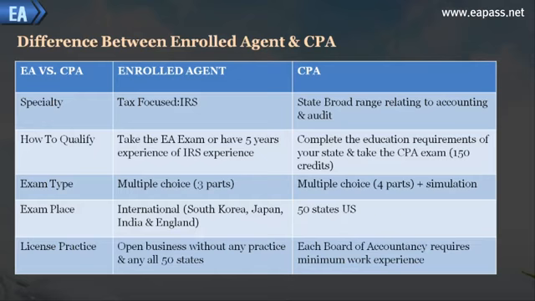Who would be qualifying for this enrolled agent, which I mentioned before? It's anybody who can take the EA examination. You won't need to have any degree or education background to take an EA. But for the CPA, you need 150 credits to finish your college and university degree.